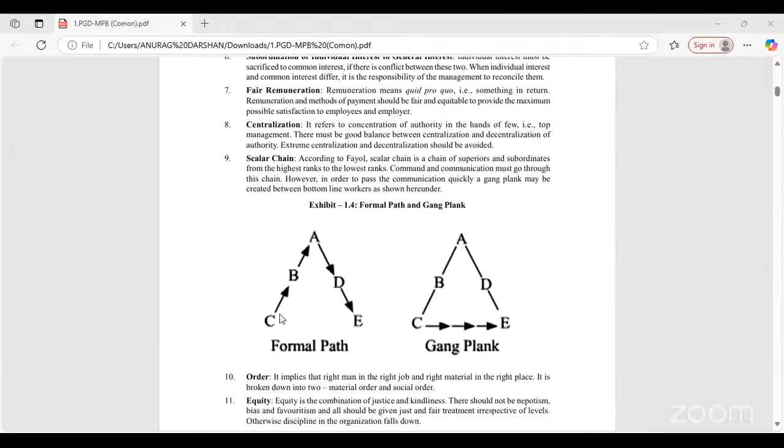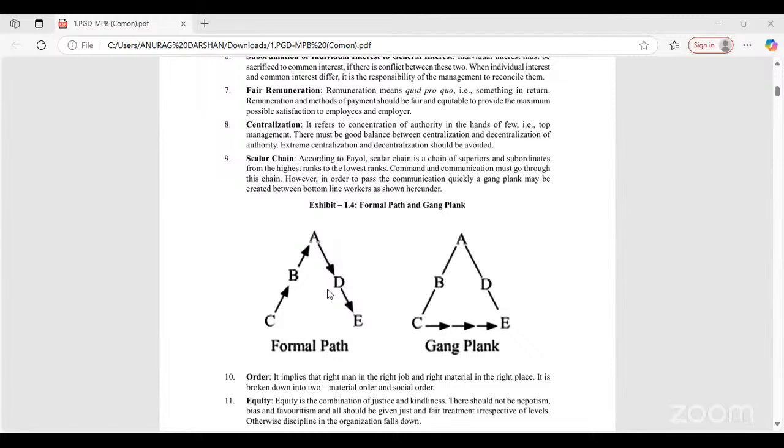If you see this, this is the formal path and this is the gangplank. What is a gangplank? Gangplank is the grapevine. So, if you see this chart, A, B, C: A is giving command to D and D is giving command to E, whereas C is giving command to B and from B it is going to A. So it is a formal path. This is a path which has been decided by the organization.